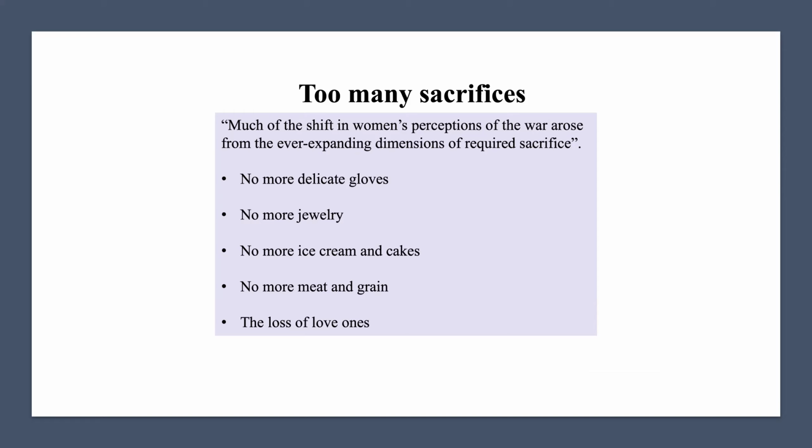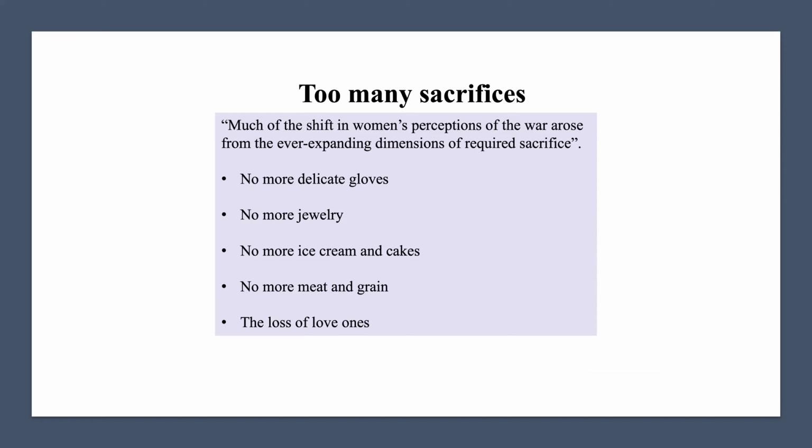It was a very impactful change, and it seems very petty, but it was something that they were used to. It was a culture they were raised in, and suddenly not having it, you know, it's something that you're going to take notice of. And especially the last bullet point, the loss of loved ones, was very tragic.